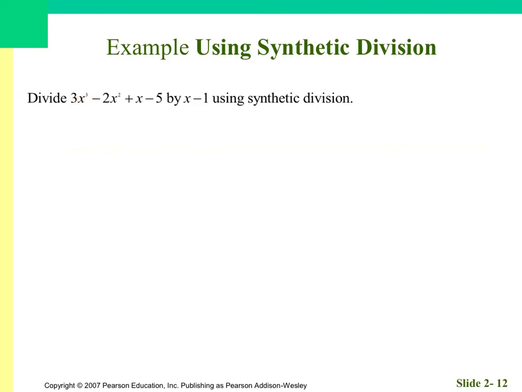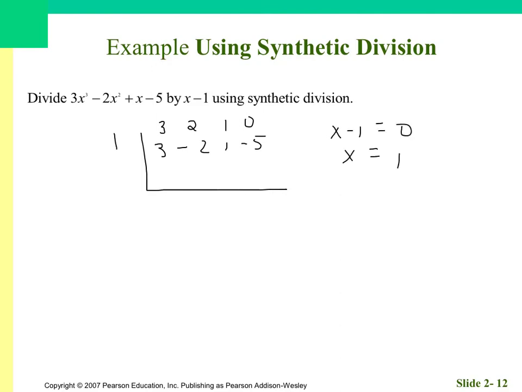So what that means for synthetic is you should have a third degree column, a second, a first, and a constant. If not, we fill in with zeros. So now bring down the coefficients. 3, negative 2, 1, negative 5. So you do x minus 1 equals 0, so x equals 1, so that's what goes out here. You bring down the first number, you get 3. 1 times 3, 3. Negative 2 plus 3, 1. 1 times 1 is 1. 1 plus 1 is 2.